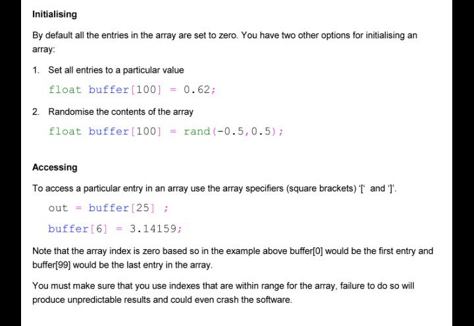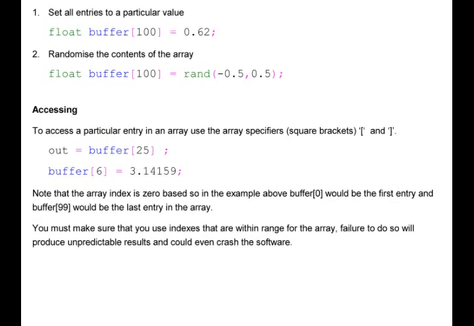You have two other options for initializing an array. 1. Set all entries to a particular value: float buffer[100] = 0.62. 2. Randomize the contents of the array: float buffer[100] = rand(-0.5, 0.5).